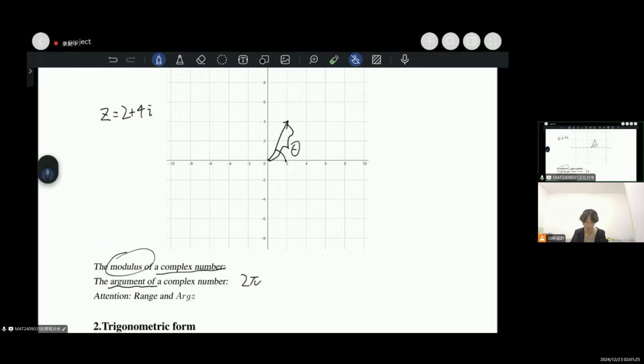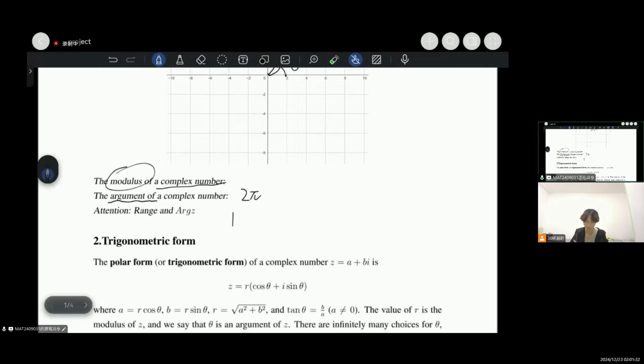And when we discuss about the principal argument, this is minus pi to pi. And we denote this by capital A, G, C.